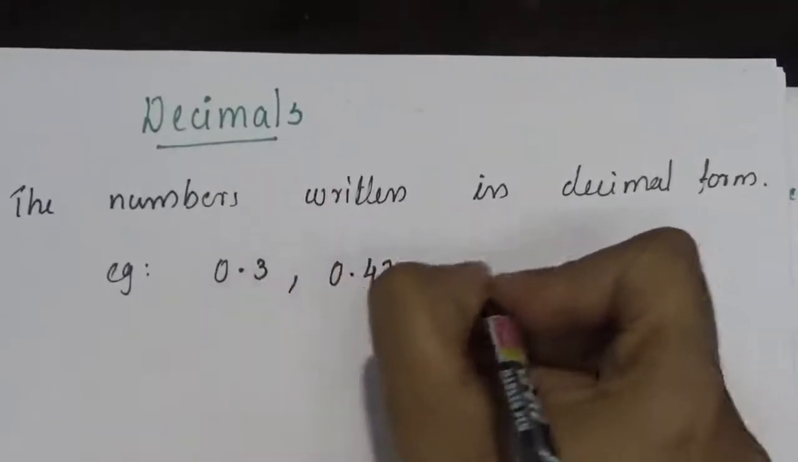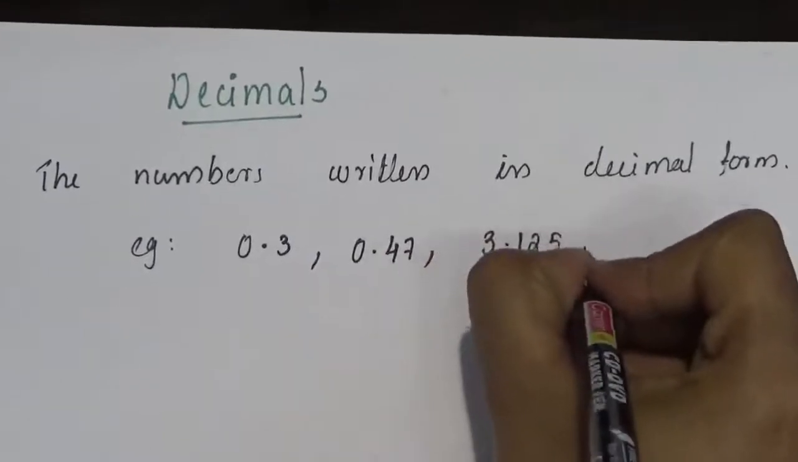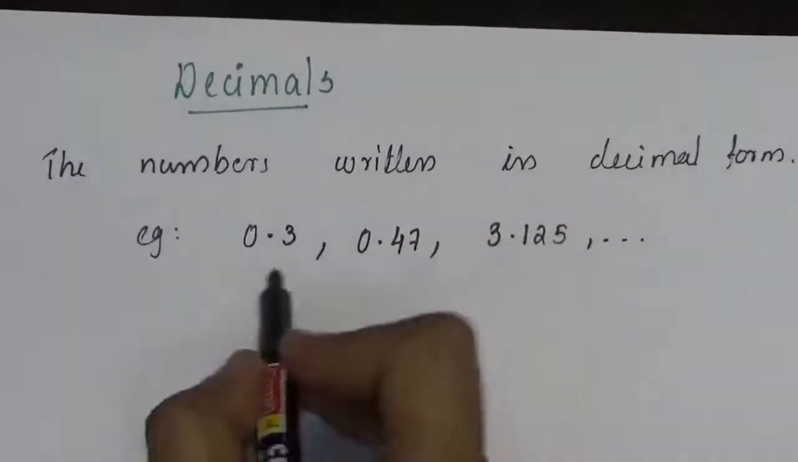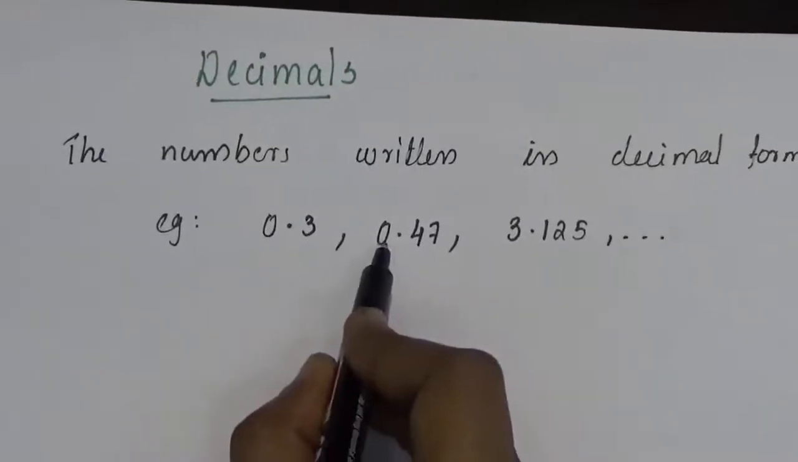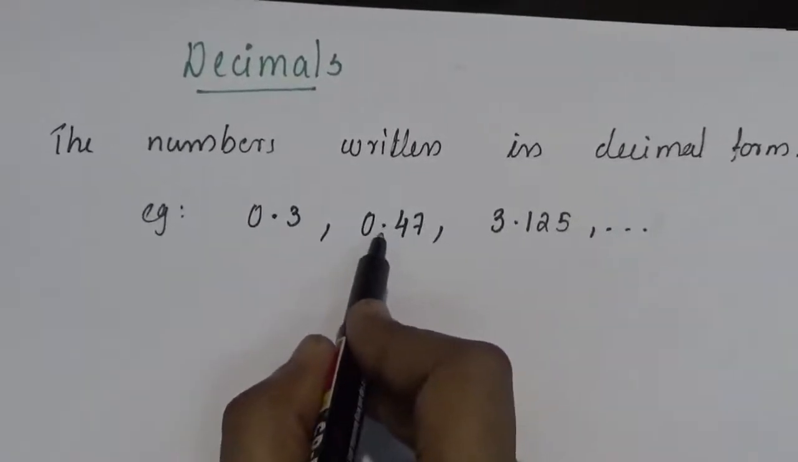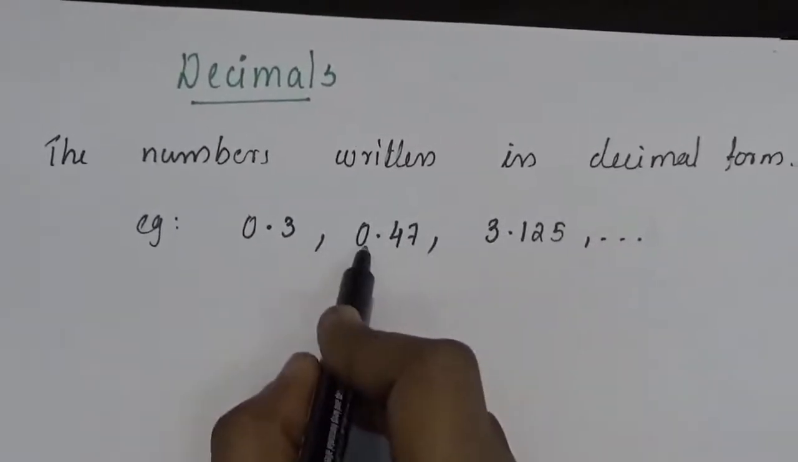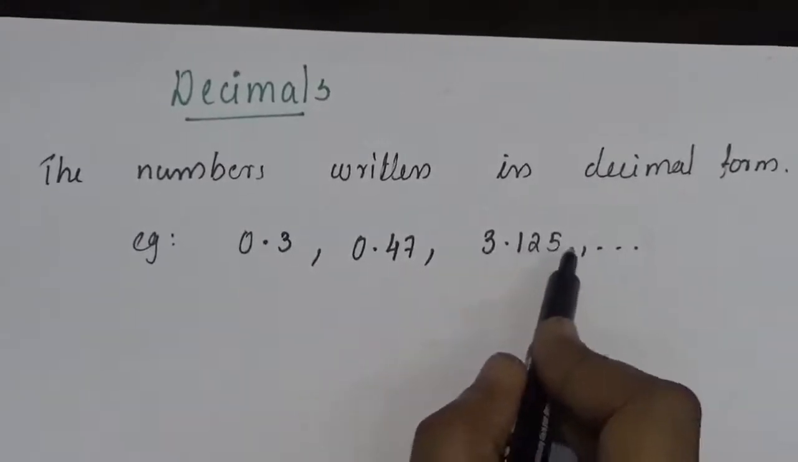0.47, decimal number. 3.125, etc. are decimal numbers. So here we read it as 0.3, and this is 0.47, not 47. Okay, so that's important. You have to read this as 0.47 and this as 3.125, etc.